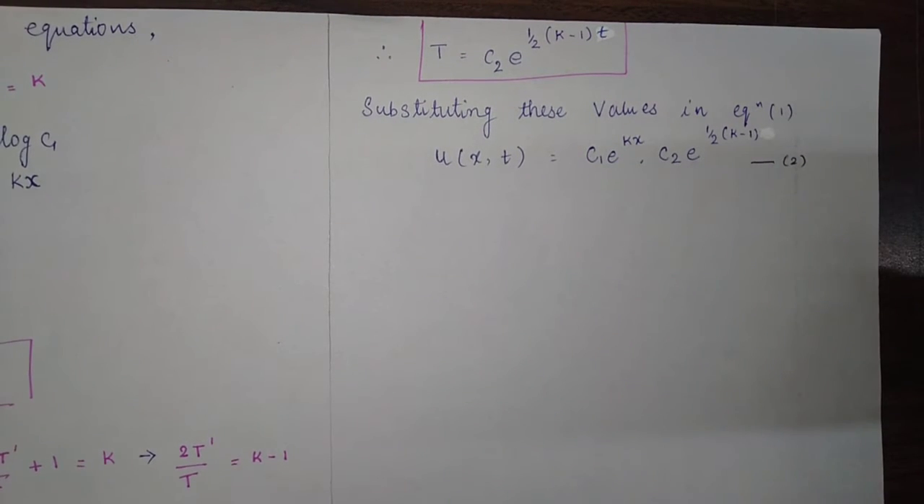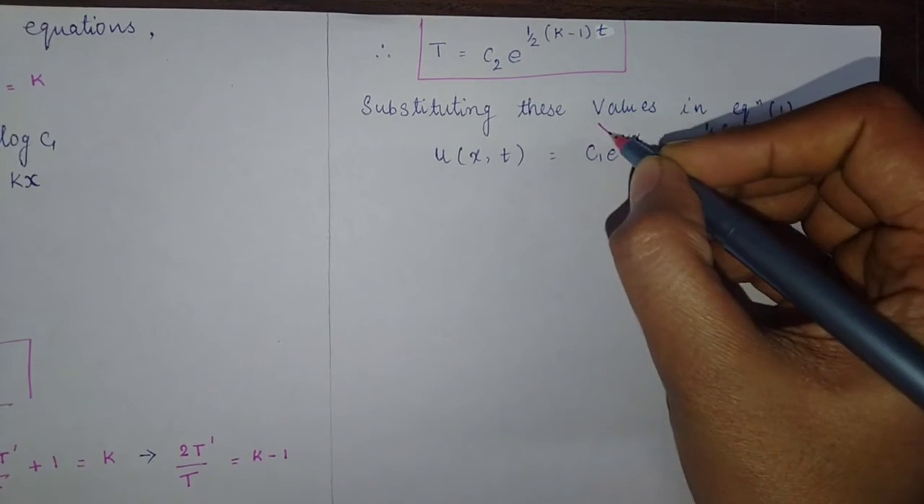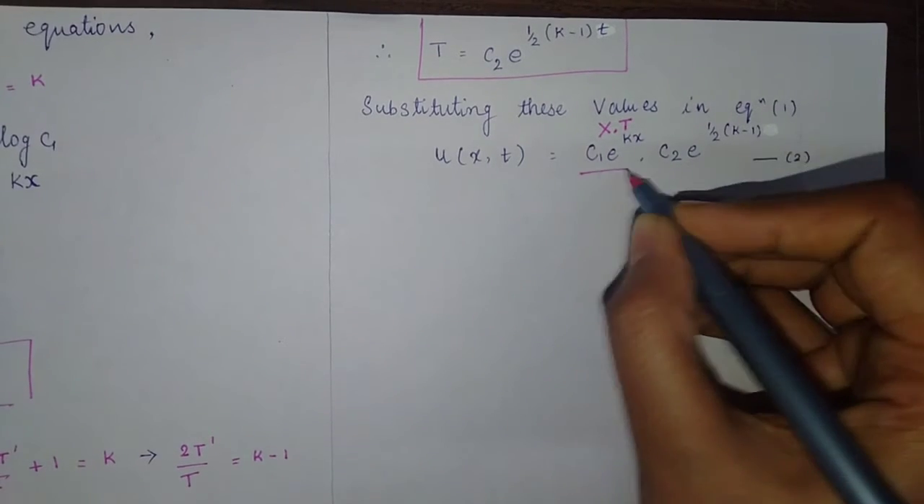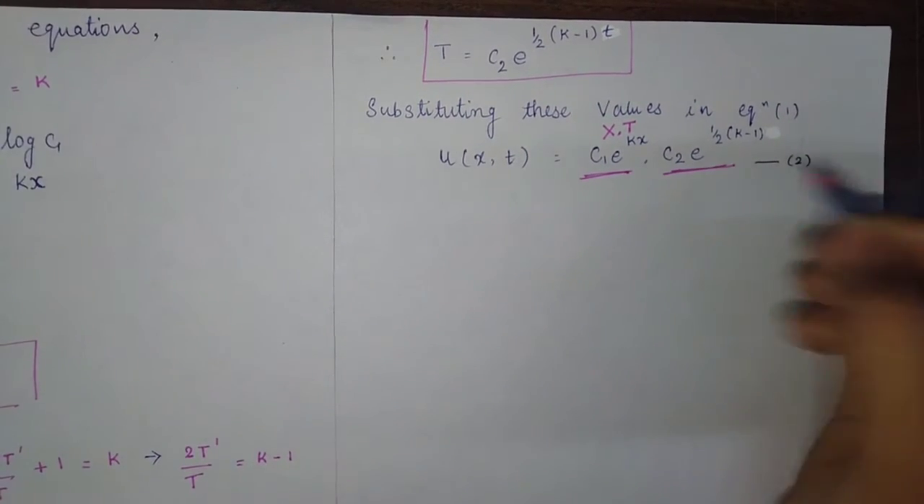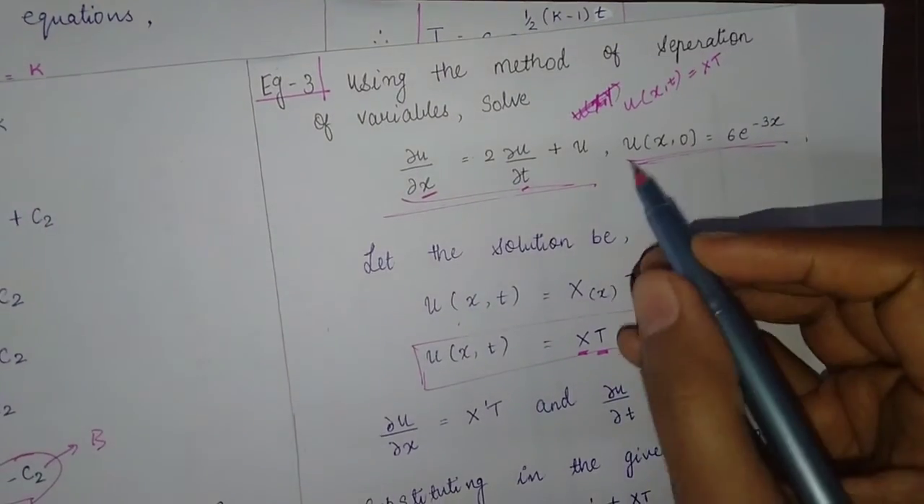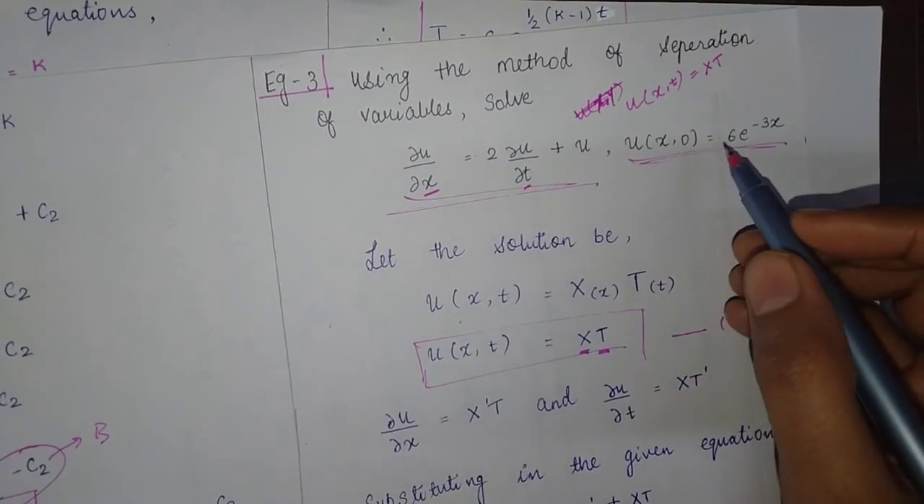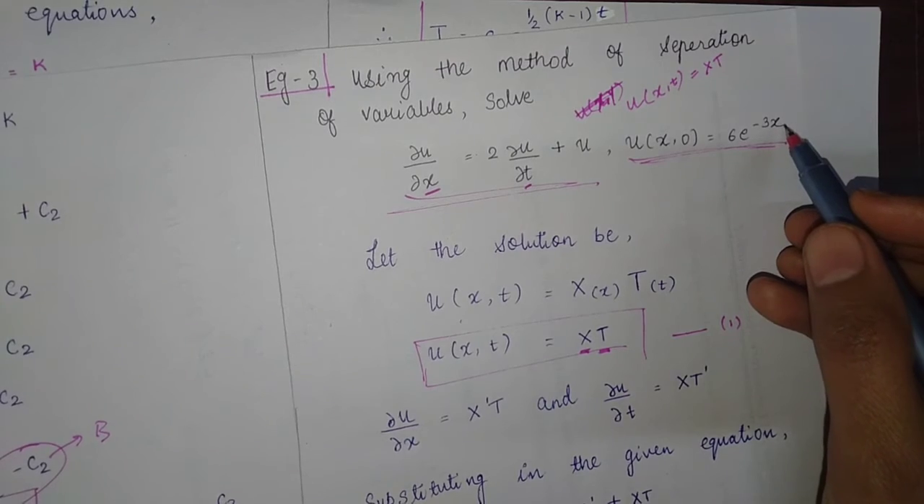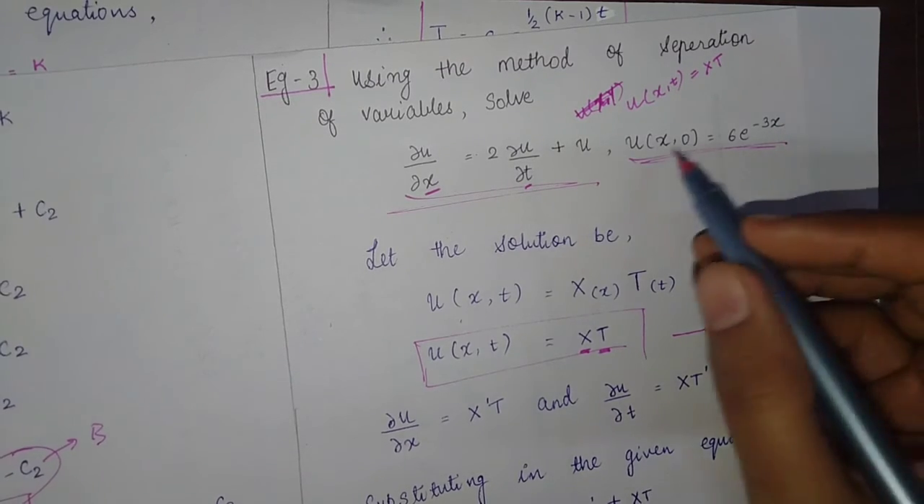Now we will substitute this value of capital X and capital T in equation 1. So if we put in equation 1, that is capital X into capital T, then this is the value of capital X and this is the value of capital T. So we got the answer. But here one more step is given, that you have to find u of x comma 0 equal to 6 into e raised to minus 3x. Then how we will find it?